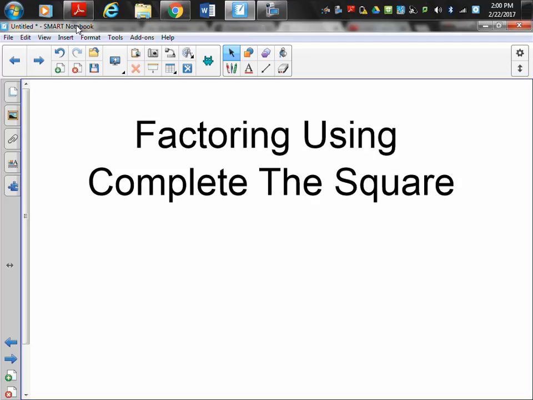We're factoring using completing the square. Factoring using completing the squares. Everybody's computers need to go on courtesy mode.